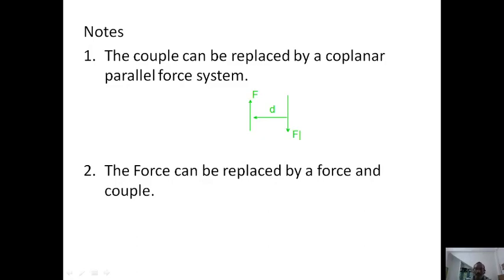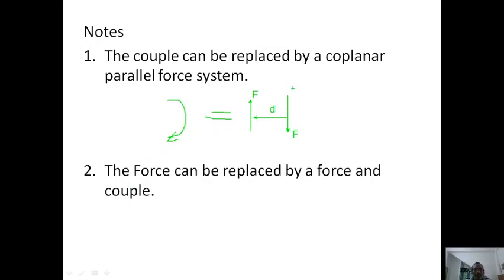So this is a couple. This can be replaced by a coplanar force system. So generally, how can we make a parallel system, by using this, the couple moment magnitude. So this is equivalent to this one, a magnitude of the couple either in clockwise or anti-clockwise, that can be replaced by a coplanar parallel force system.